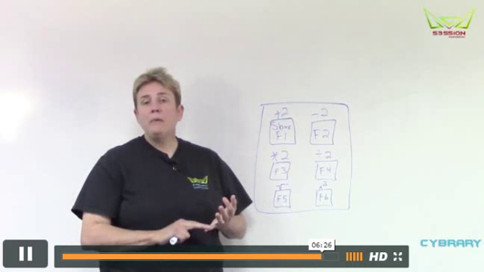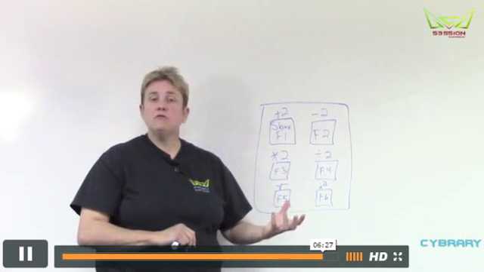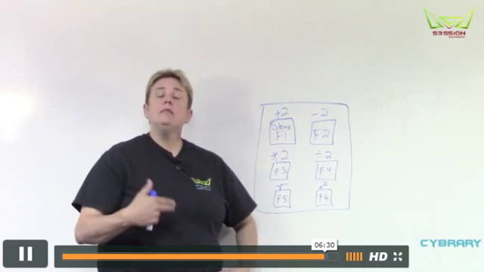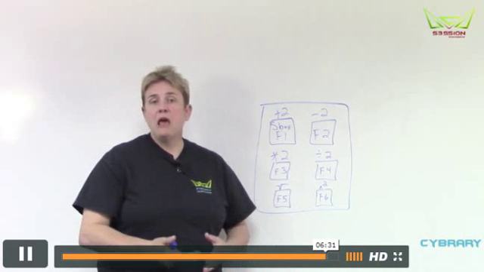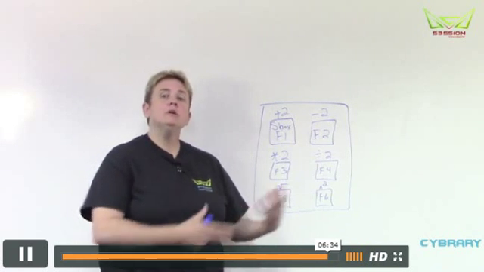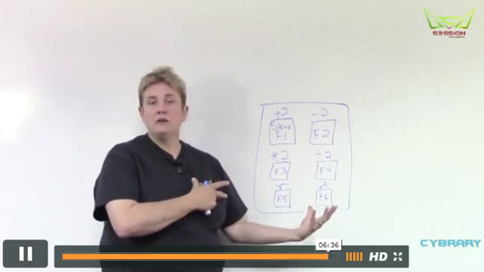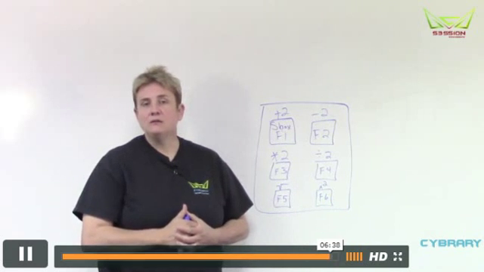I mentioned WEP and WPA used RC4, which was a stream cipher. The successor to WPA, WPA2, shifted over to the more complex block cipher and uses AES.